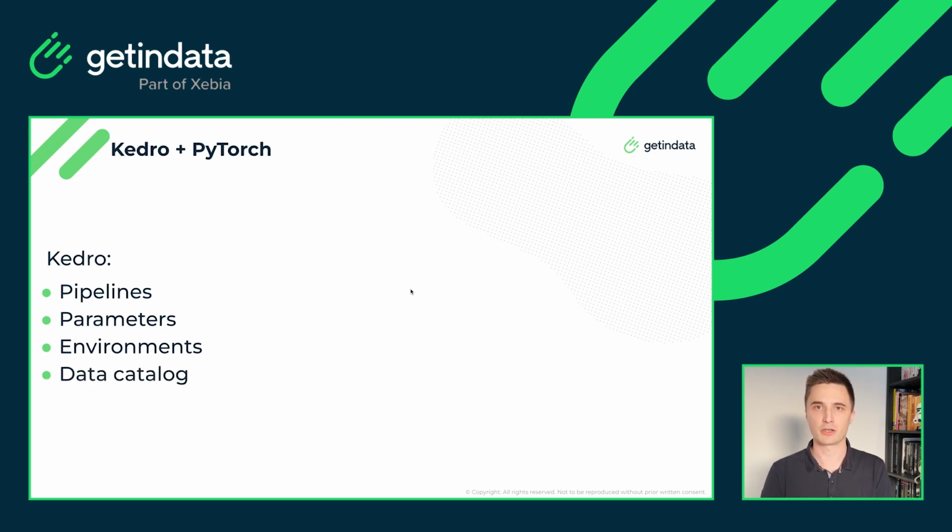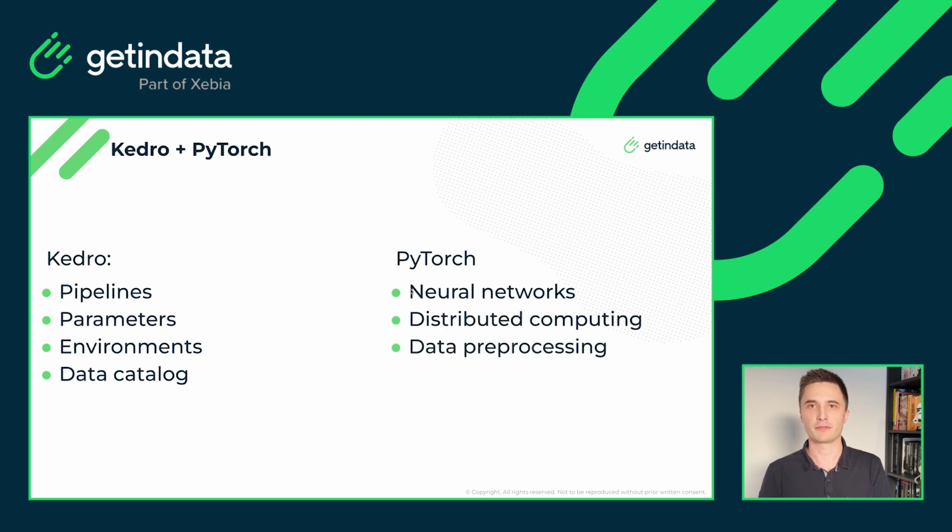And you have the data catalog, which is a great abstraction that Kedro brings to ML projects, where the data itself is not loaded directly by the user code, but the user code only operates on the data while the framework itself loads it. And from the PyTorch perspective, obviously it's a neural networks library that allows you to train large scale deep learning models. You have support for distributed computing there. You have a lot of data processing and data preprocessing functions that are included in, for example, the PyTorch Vision library. And obviously you have datasets.